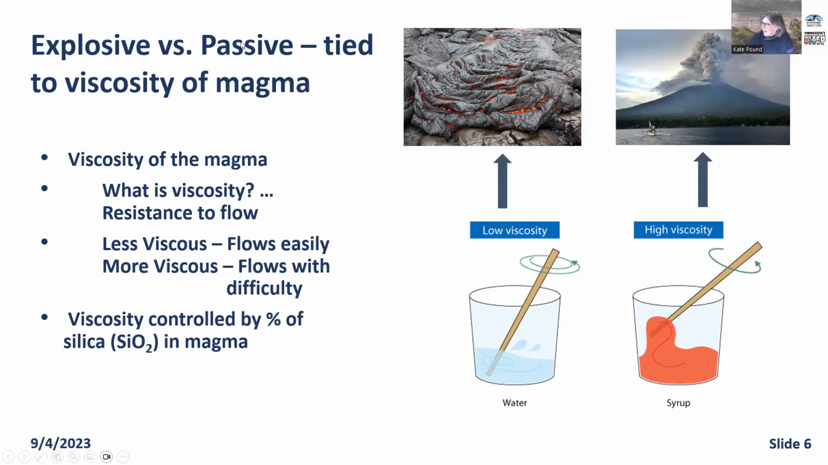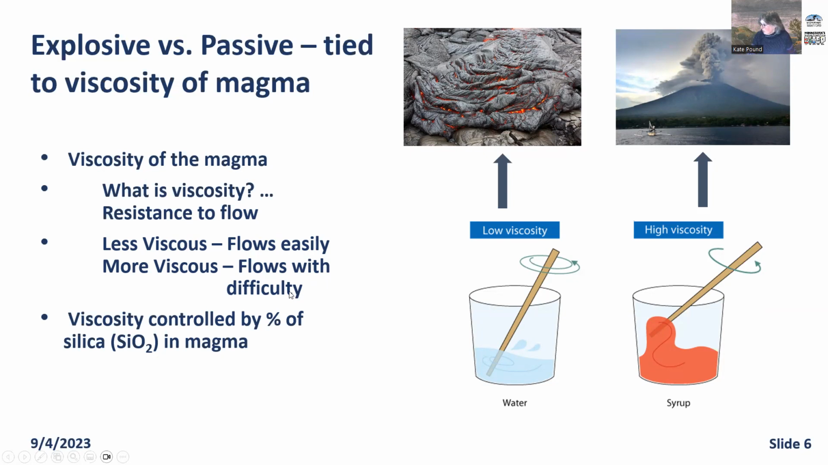So we've established that there's explosive and passive eruptions. Now, this is where it gets exciting. This is actually tied to the viscosity of the magma. So we need to think about viscosity. And this can be hard to wrap your brain around. What is viscosity? It is resistance to flow. So focus on the words first. It's resistance to flow. So if something is less viscous, it flows easily. On the other hand, if it's more viscous, it flows with difficulty.